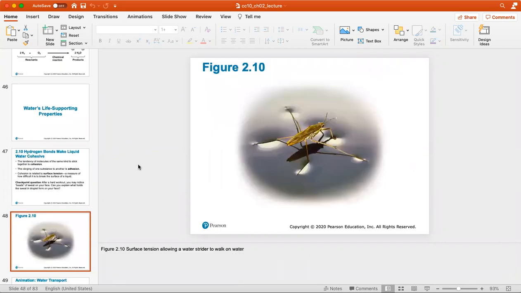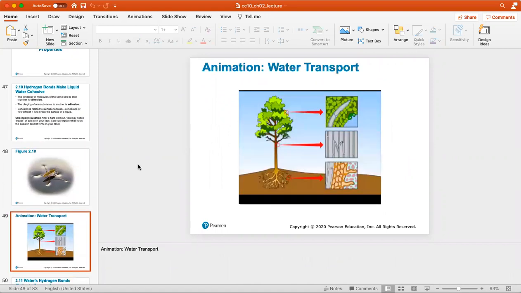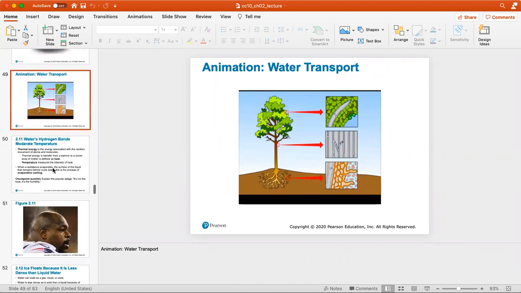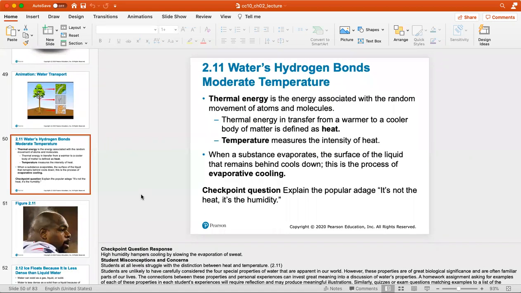This is a look at how surface tension allows a water strider insect to walk on the water very quickly. And this is a great animation of water transport. And again, by now, I'm hoping you have downloaded these PowerPoints and are watching these animations as well.